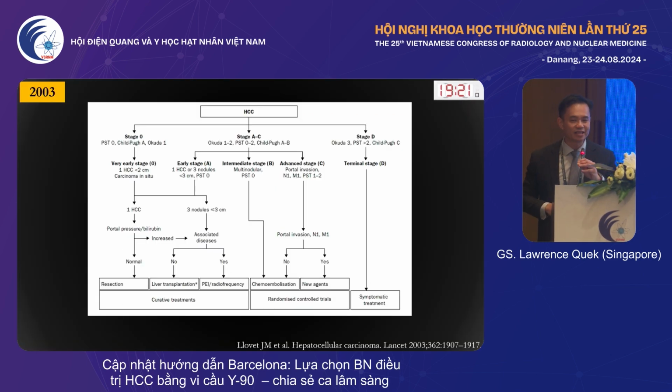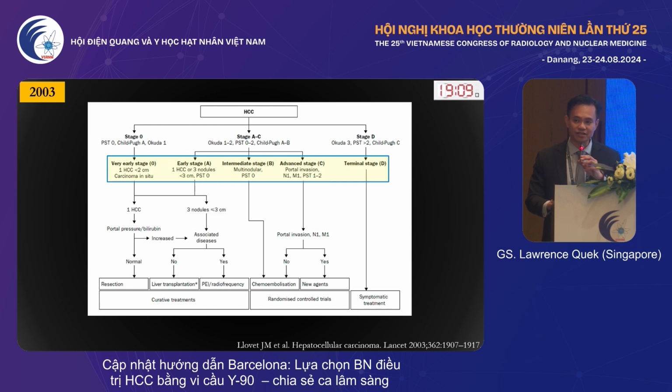So just looking back, this is a publication back in 2003, published in Lancet, basically the BCLC guidelines for treatment. When you look at the HCC treatment, they categorize it into 5 different stages. From the very early stage 0 with 1 HCC less than 2 centimeter, moving on to early stage A with 1 HCC or 3 nodules less than 3 centimeter with a good performance score. And then moving on to intermediate stage B, multinodular, but also a good performance score.